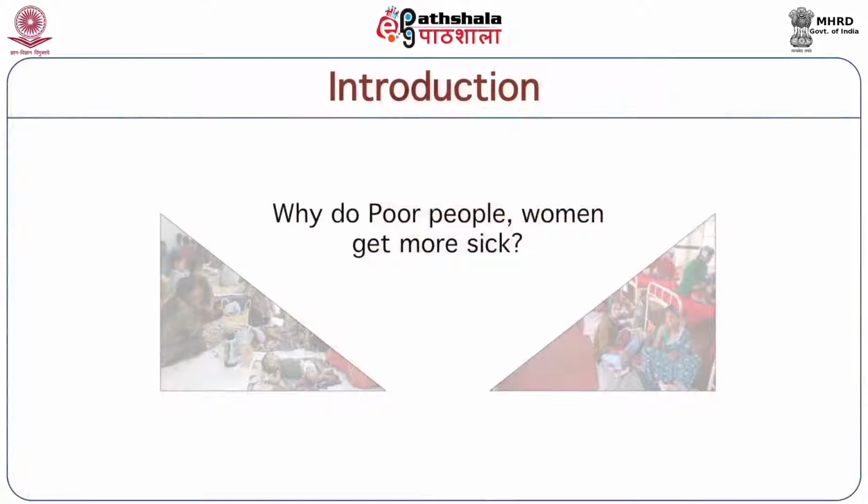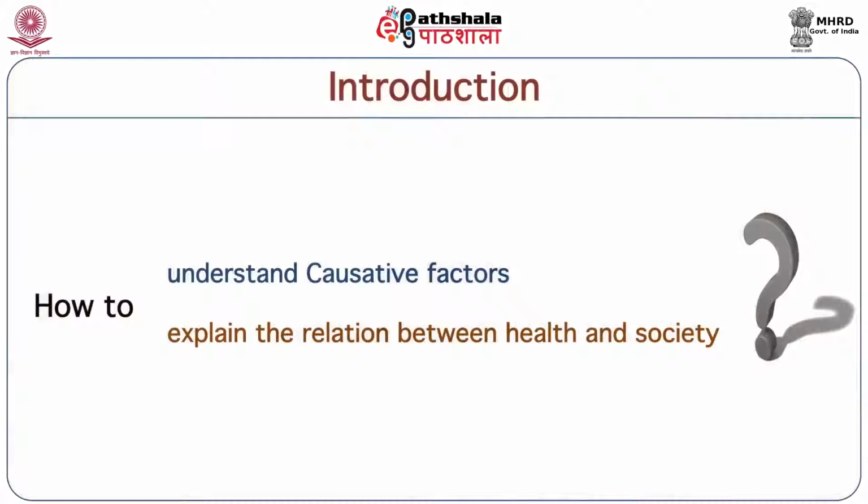So, if you look at the living conditions of people, why do you think that poor people actually get sick early compared to the rich people? Why do you think women are more sick compared to men? The reason is not because the germs or viruses affect the poor people more, no, it is primarily because the way they live, the living conditions actually determine the causation of these diseases. So, how do we understand the causative factors? How do we explain the relation between health and society?